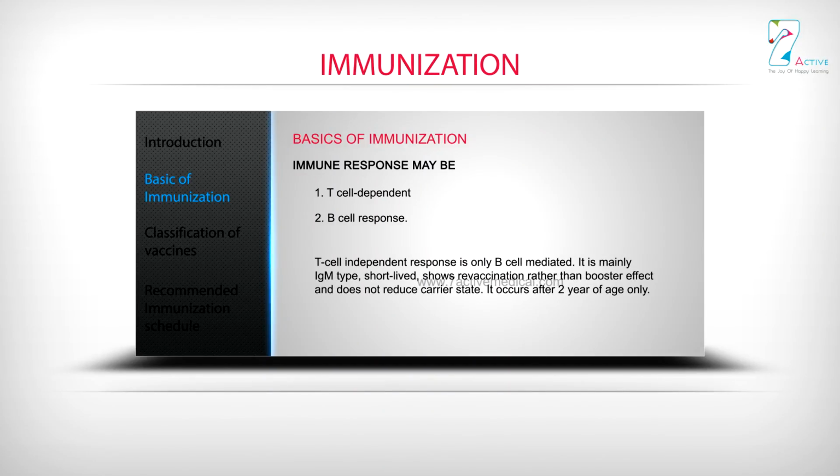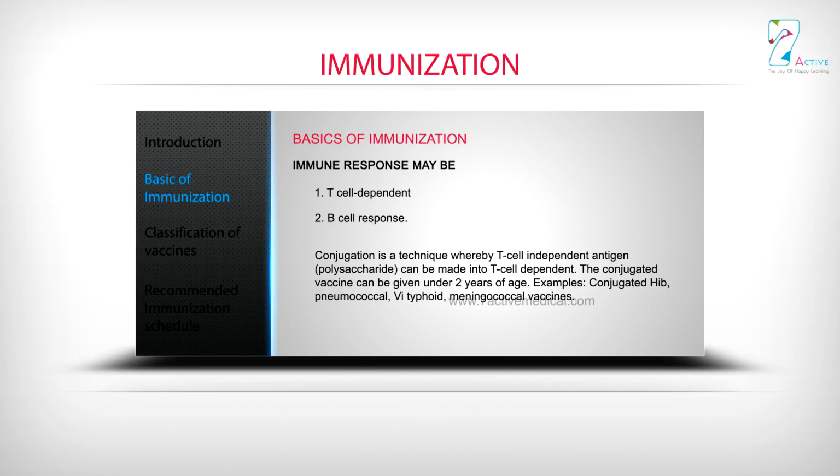T-cell independent response is only B-cell mediated. It is mainly IgM type, short-lived, shows revaccination rather than booster effect, and does not reduce carrier state. It occurs after 2 years of age only. Conjugation is a technique whereby T-cell independent antigen polysaccharide can be made into T-cell dependent. The conjugated vaccine can be given under 2 years of age. Examples: conjugated HIB, pneumococcal, Vi typhoid, meningococcal vaccines.